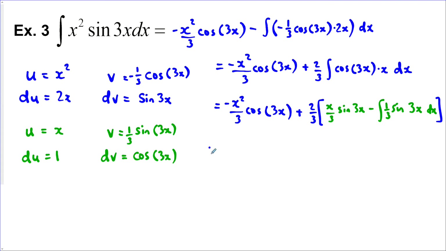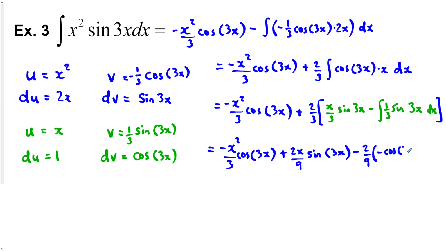Now we can finish this question up. So we've got negative x squared over 3 cos 3x plus, distribute in the 2/3, so 2x over 9 sine 3x, minus a 2/3 times 1/3, so that would be 2/9. And the antiderivative of sine 3x is negative cos 3x over 3. And then I'm going to need a plus c here.